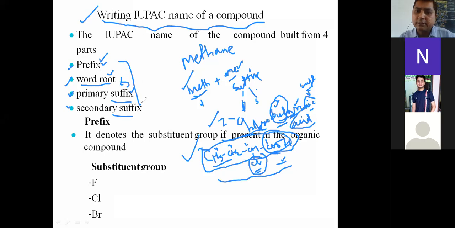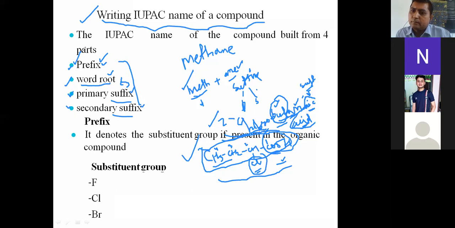Now, what do we mean by the secondary suffix? Any functional group that is present, like carboxylic acid. This priority functional group, carboxylic acid, gives oic acid, so oic acid would be the secondary suffix, which comes at the end. And 2-chloro is the prefix, which comes at the start.